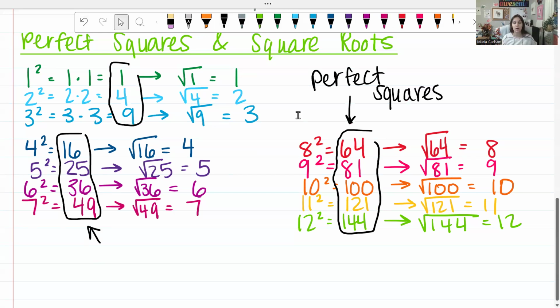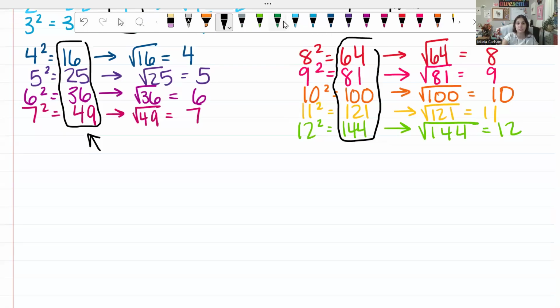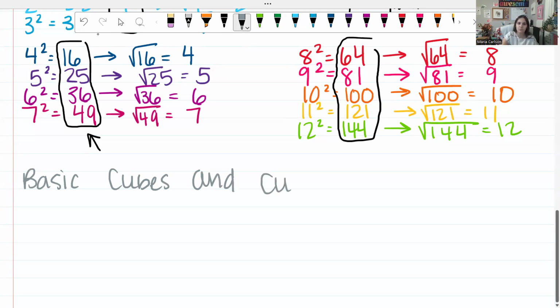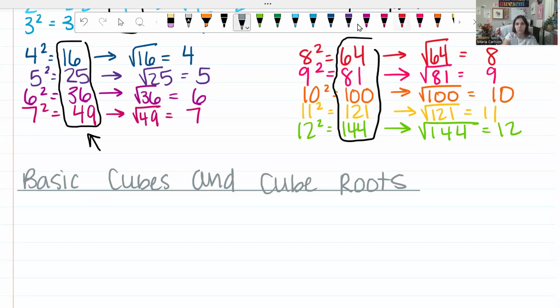All right, now I want to talk about our basic cubes and cube roots to kind of finish up this video. So remember, we can take a square root, we can take a cube root, fourth root, fifth root. Let's talk kind of about what that looks like.